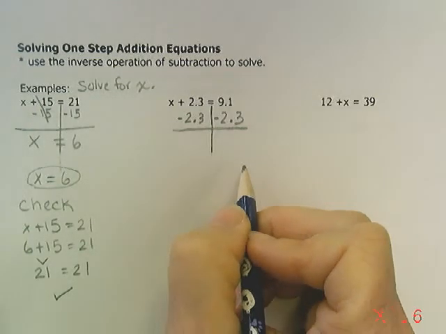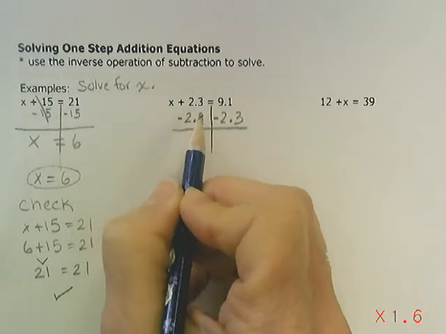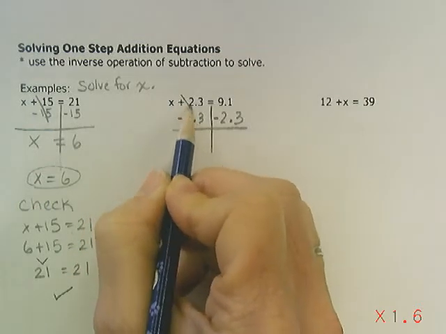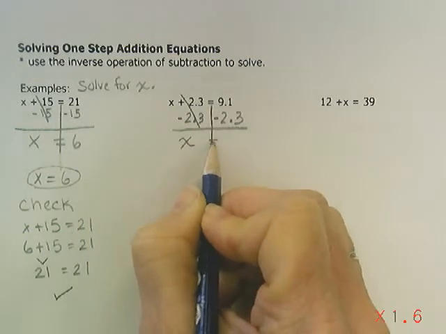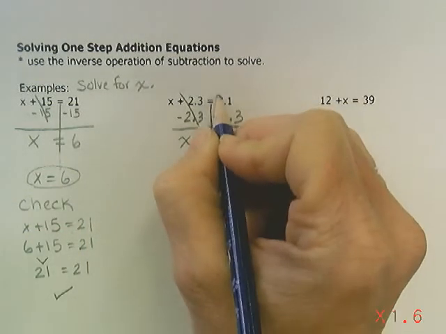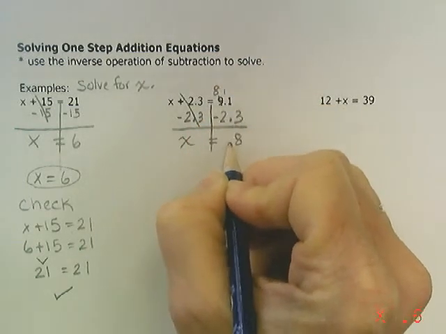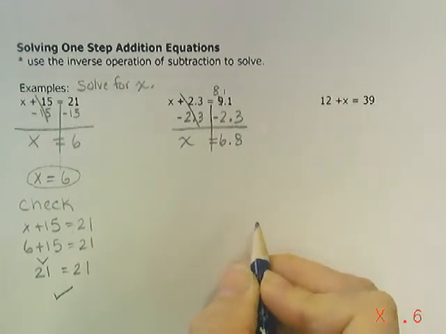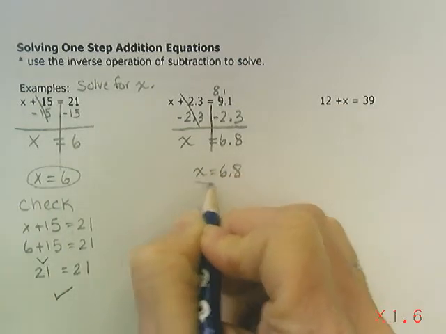So same concept here. I have some number that we added 2 3/10 to. Now we're taking the 2 3/10 away. That means we're left with that original number of x. And over here we're going to do the subtraction. We do have to do some borrowing. And we end up with 6 8/10. So that means x equals 6 8/10.